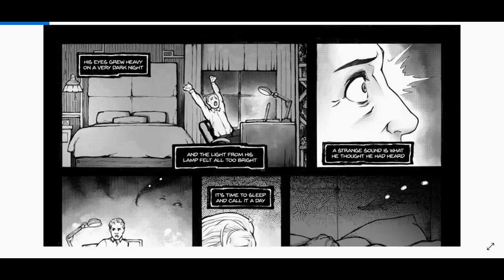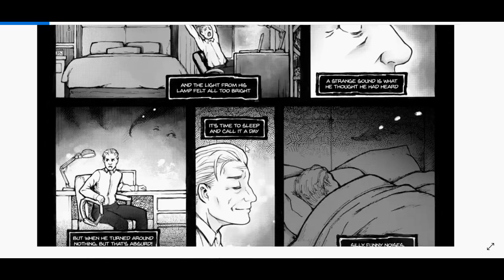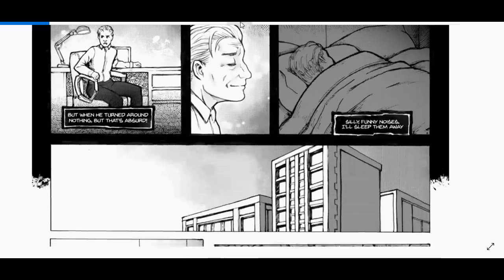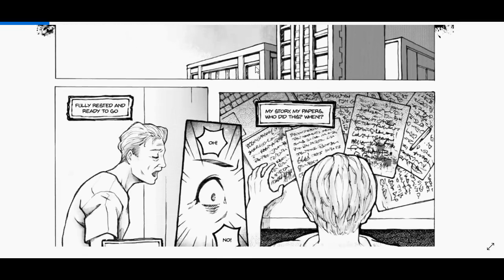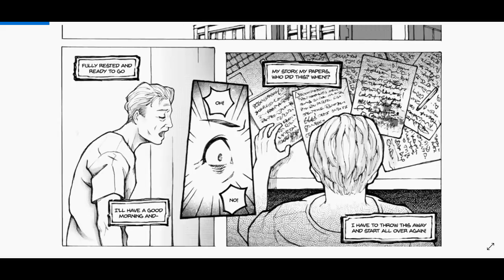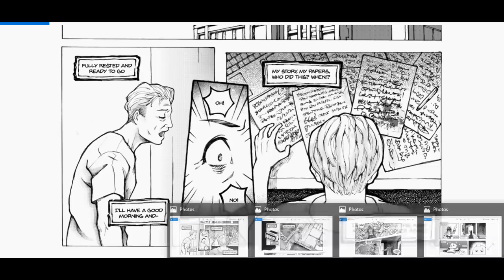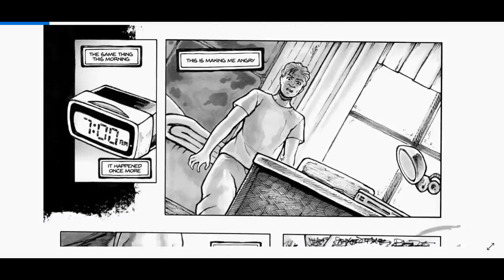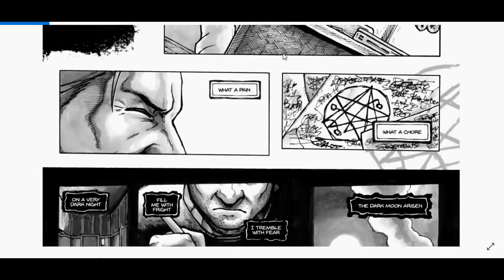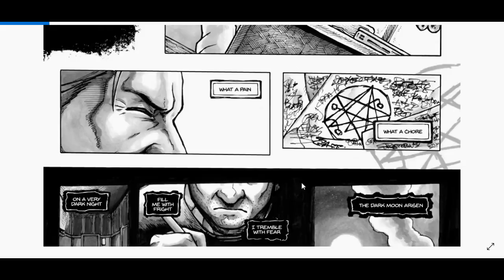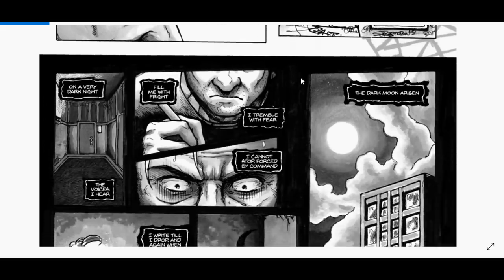We start out with a guy that is tired. You can see him here. He decides he's going to go to sleep, and well, the next day rolls around. He's fully rested, ready to go, and boom, he finds papers written in some type of language that he doesn't understand. So he thinks, man, I've got to throw that out and start all over again. So the next day, he wakes up again, and well, it's happened once more. It's starting to bother him because he has this yet again, and he knows something's going on.